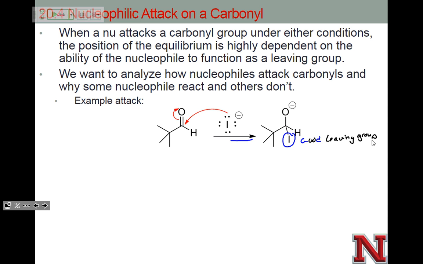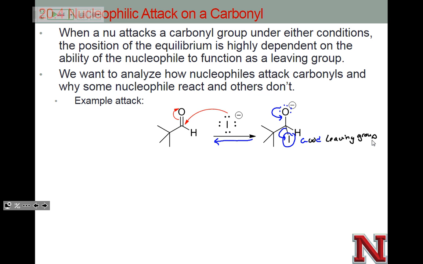So now instead of just a forward reaction, we have an equilibrium reaction that we have to take into account, where the backwards reaction in blue is going to be reforming the carbon-oxygen double bond. Hydrogen's not a good leaving group. Tert-butyl group's not a good leaving group, but iodine is a great leaving group.